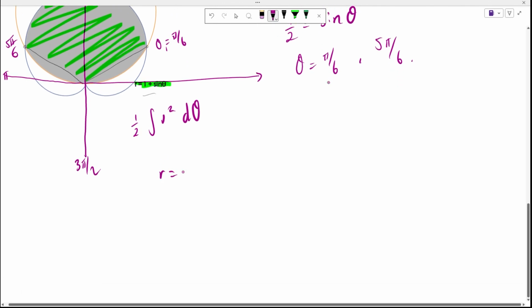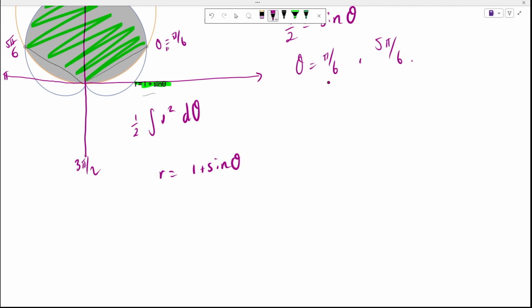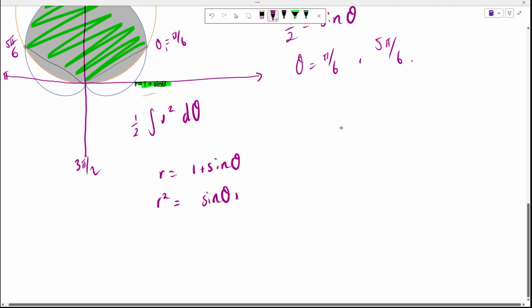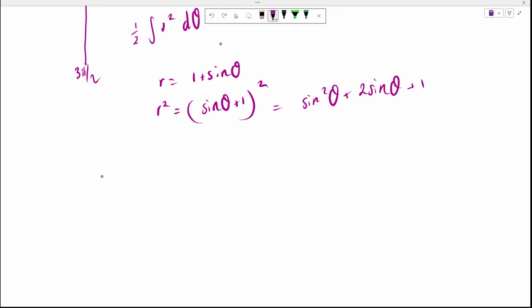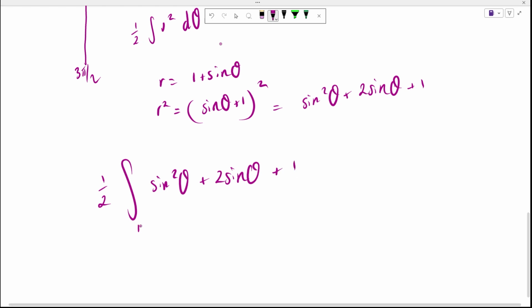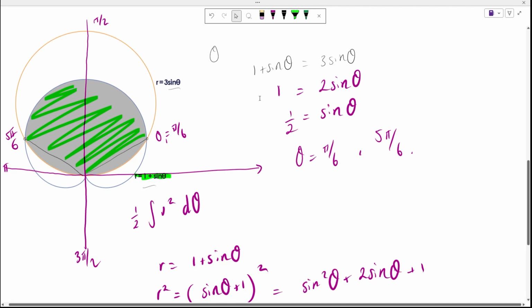We know that r is equal to 1 plus sine theta, and we're going to be integrating between those two limits. So I'm just going to expand this out. R squared is actually going to equal sine squared theta plus 2 sine theta plus 1, and I want the integral of that. Let's put that as a second line because I want a half as well. So I want a half of the integral of sine squared theta plus 2 sine theta plus 1, between those two limits.